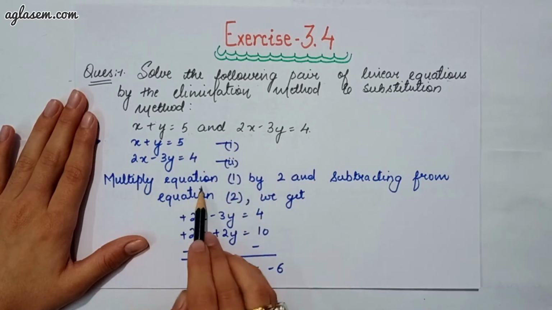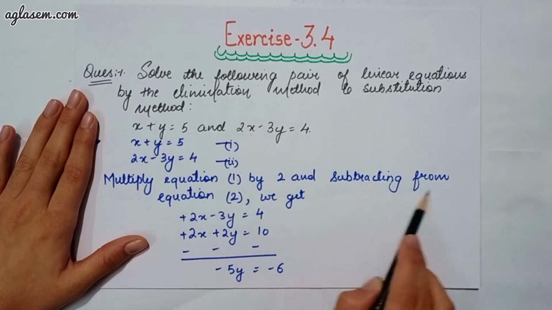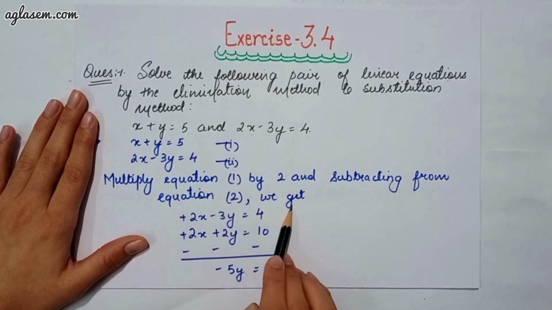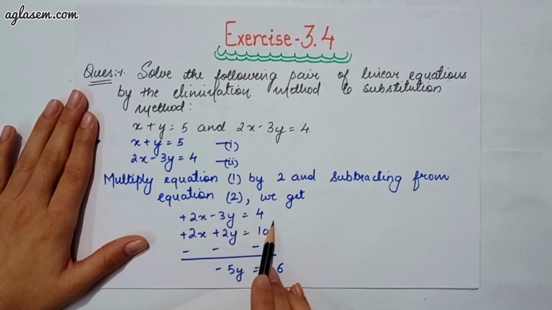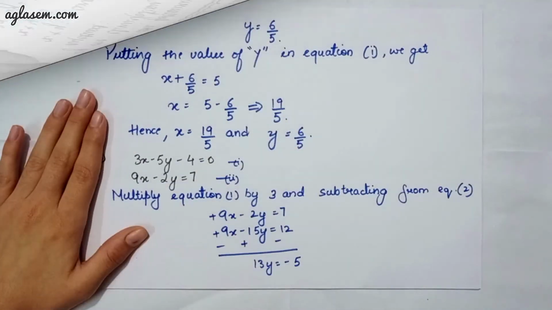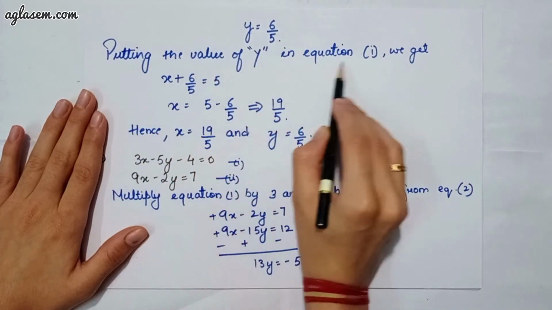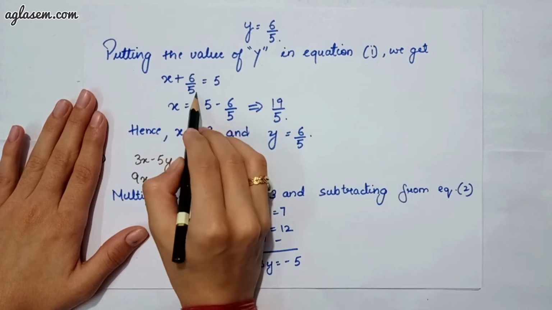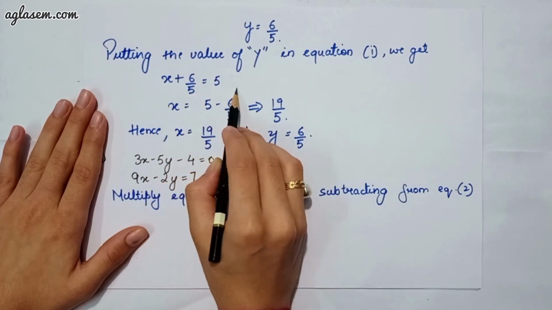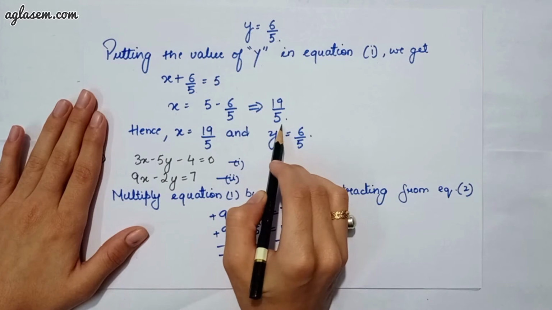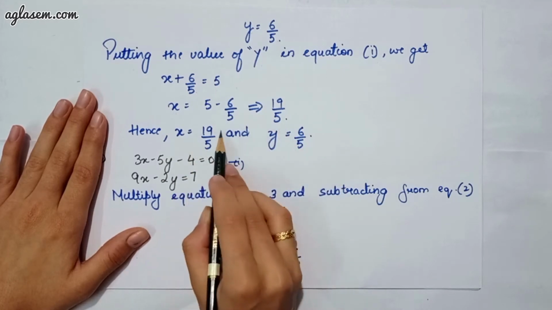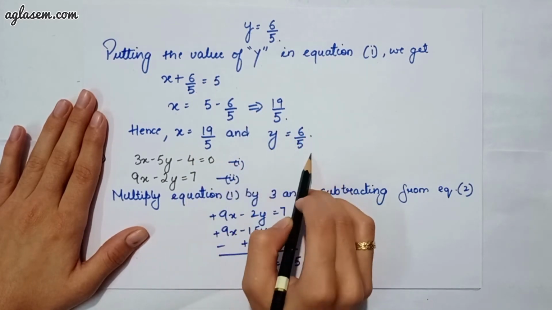By multiplying equation 1 by 2 and subtracting from equation 2 we will get 2x minus 3y is equal to 4, 2x plus 2y is equal to 10. By changing the sign we will get minus 5y is equal to minus 6. Moving further, y is equal to 6 upon 5. Now putting the value of y in equation 1 we will get x plus 6 upon 5 equals 5. So here our x will be 19 upon 5. Therefore we have x as 19 upon 5 and y as 6 upon 5.